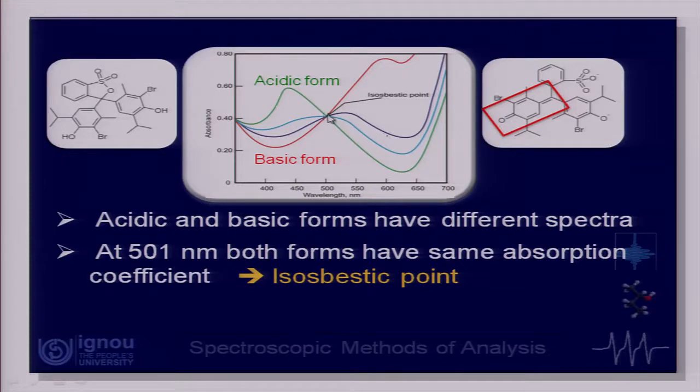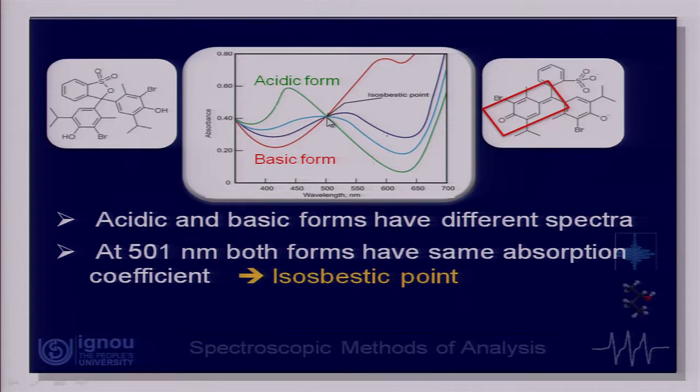At this wavelength, the molar absorptivity of the acidic form and the basic form happens to be the same. So, that means at this point the absorbance does not change with the medium. You take any pH, this absorbance does not change. Such a point is referred to as the isosbestic point.